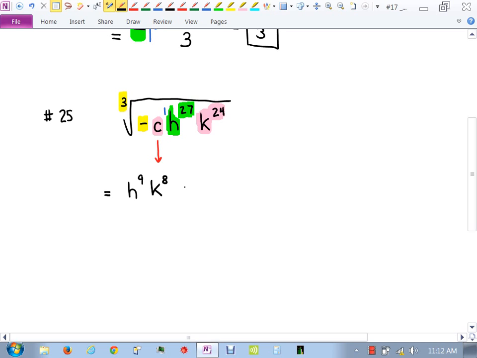And so what's the only thing left inside my root? What's still in here? I have negative C, right? Watch the way I write this. Negative 1C. The reason I put negative 1 here is because I want to ask you if you can figure out what the cube root of negative 1 is.